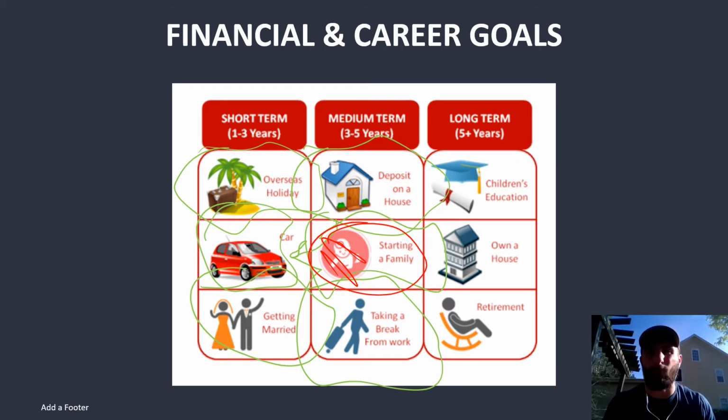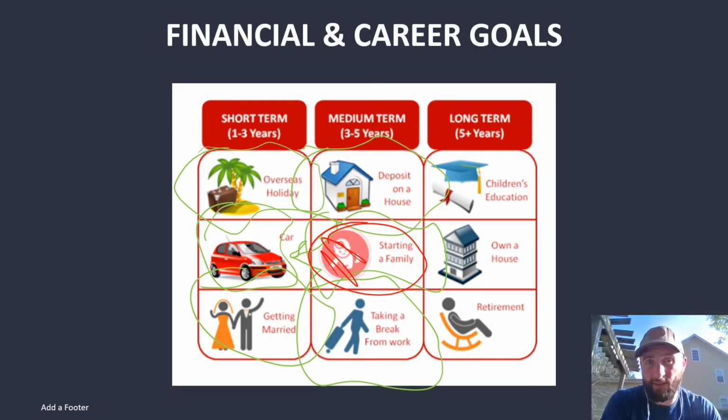You don't want to just be winging it when it comes to starting a family. I'll tell you personally, my fiance and I do have plans to have kids someday, and we do have a timeline for when we want to achieve that and what milestones we want to have achieved in our life before we get to that point.